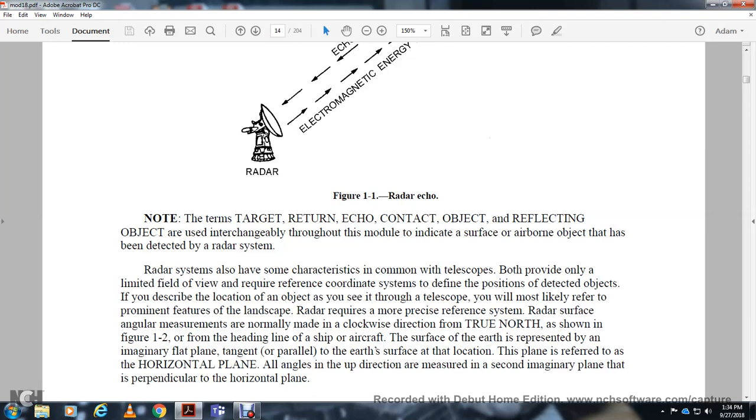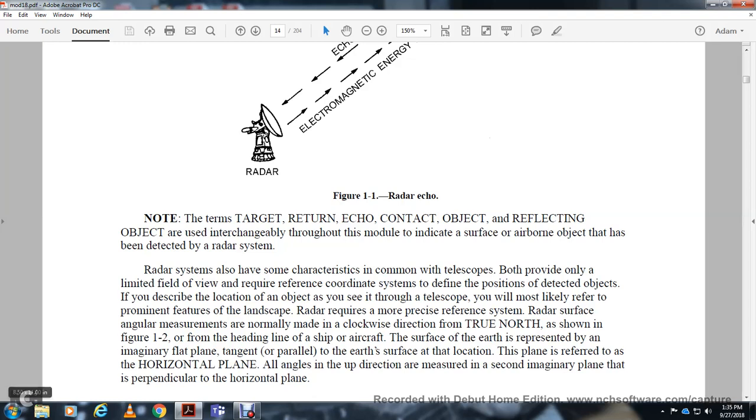Radar systems also share a characteristic with the telescope: they provide only a limited field of view, and they require a reference coordinate system to find the position of the detected object. When you describe the location of an object you can see through a telescope, you will most likely refer to a prominent feature of the land. Radar requires a more precise reference system.